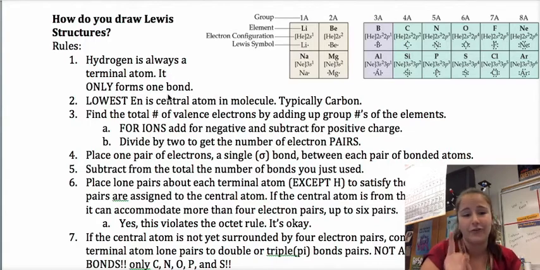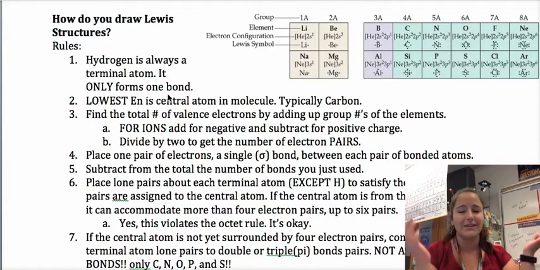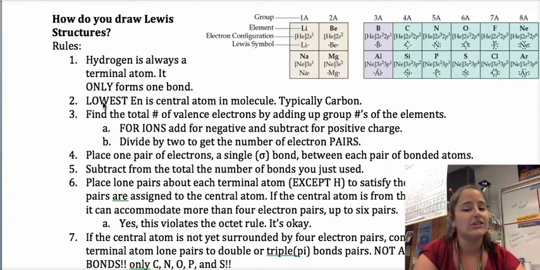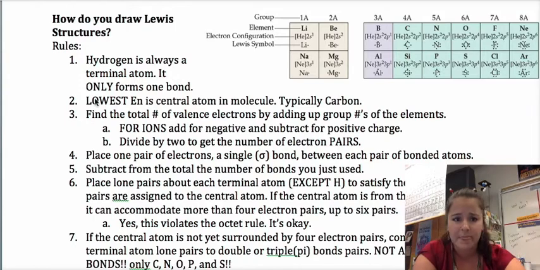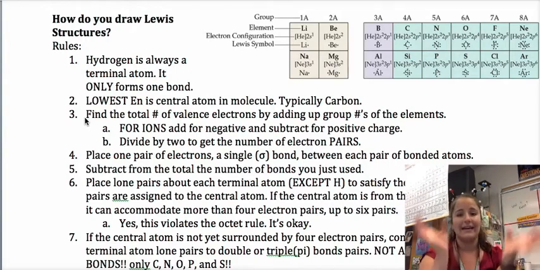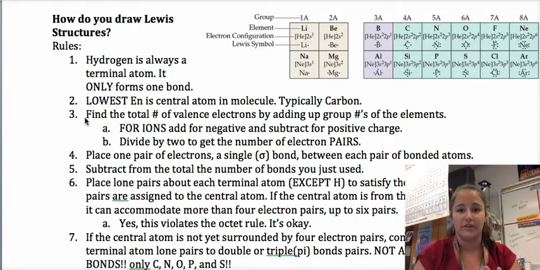Hydrogen will only ever form one bond. So if you only form one bond, you're not going to be in the middle of the molecule. Duh. Lowest electronegativity is always going to be the central atom. Typically, that's going to be carbon. Where you want to start is to find the total number of electrons in your model. Okay, you do that by adding up the valence electrons that each of the atoms has.